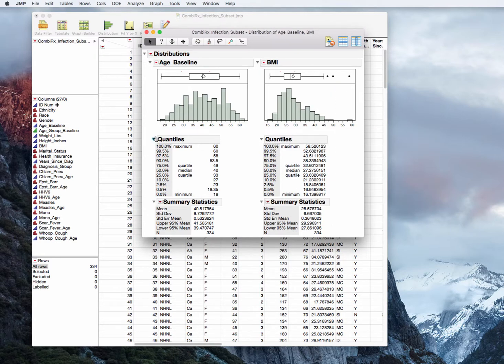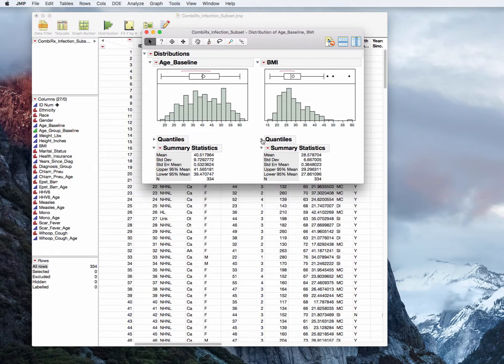I'm going to close the quantiles, so close the grays and leave the summary statistics up. And now what I'd like to do is look at what a normal distribution would look like if it had this mean and this standard deviation. So these are our observed values. And of course, it's a little bit uneven here. And this BMI is very skewed, meaning it has a longer tail to the right side. So what would a normal distribution look like if it had this mean and this standard deviation?